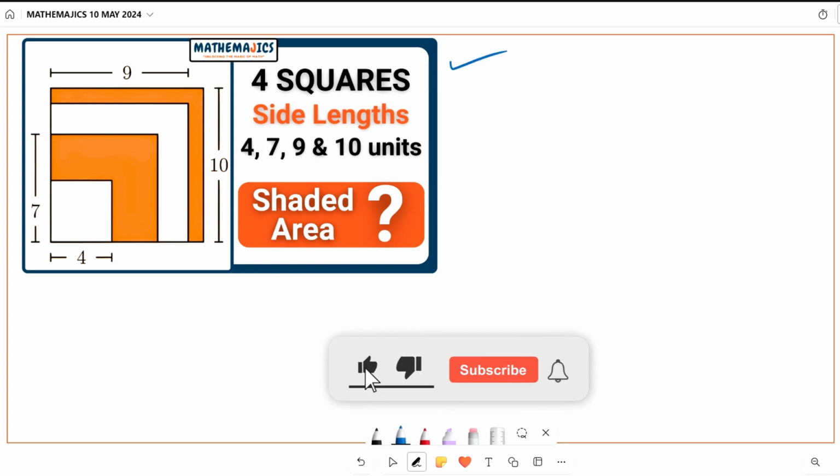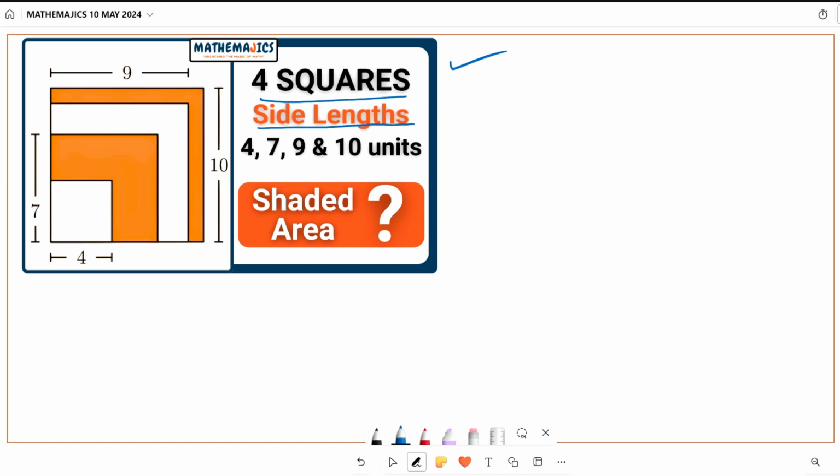So we have this very interesting geometry question from one of the American math exams. So let's see how we have to solve this. We are given four squares and their side lengths are 4, 7, 9 and 10 units.